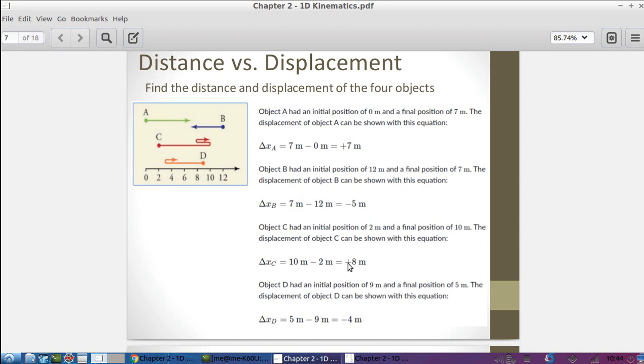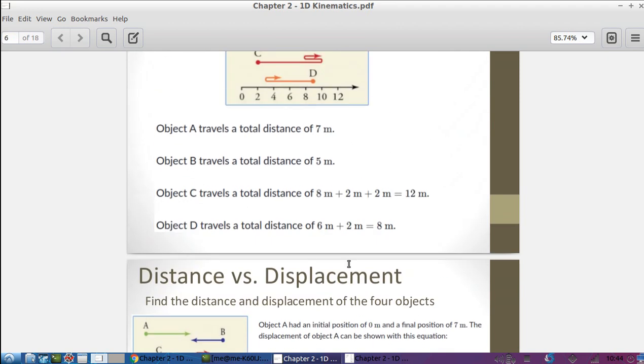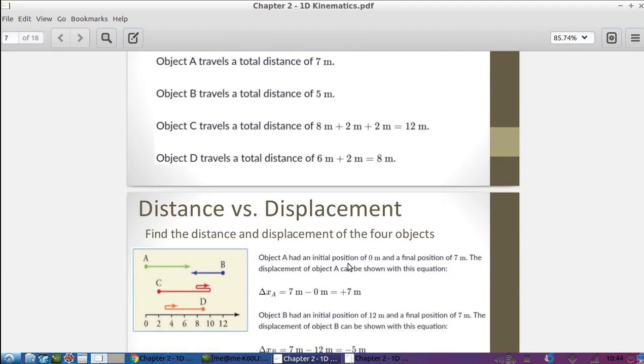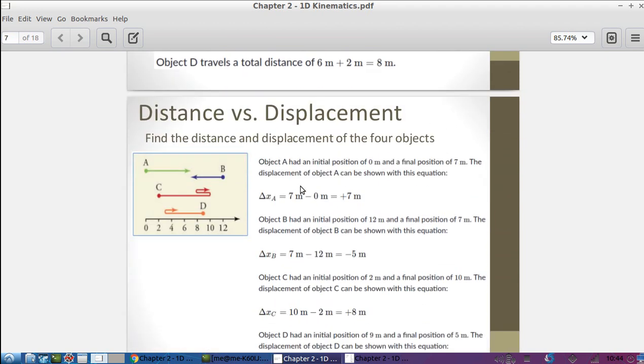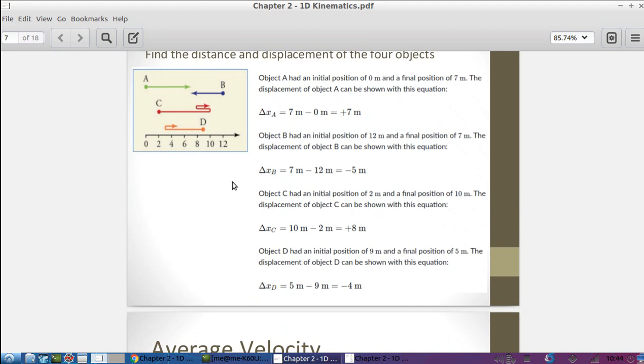Object D, similar thing. We know that the total distance was, refresh my memory here, 8 meters because we added up the total path lengths. But the displacement is different. The displacement is going to be negative. Object D starts at 9 meters and it ends at 5 meters, right? So its displacement is in the negative x direction. Also, we use the formula final position, 5 meters, minus the initial position, right? So 5 meters minus 9 meters is negative 4 meters.